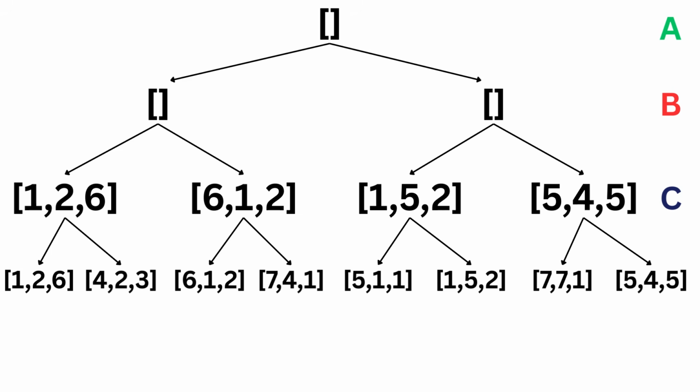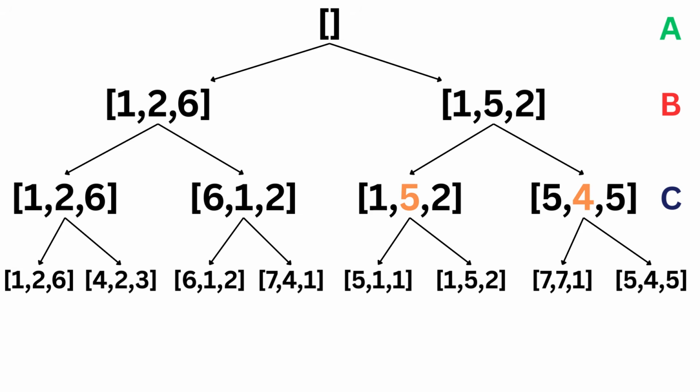Now the ball is in player B's court. B only cares about the second number. At this level, B needs to choose between 1, 2, 6 and 6, 1, 2. Since 2 is greater than 1, B chooses the left path. Similarly, on the right hand side, B needs to choose between 1, 5, 2 and 5, 4, 5. The value on the left hand side is bigger, that is 5. So B will choose 1, 5, 2.